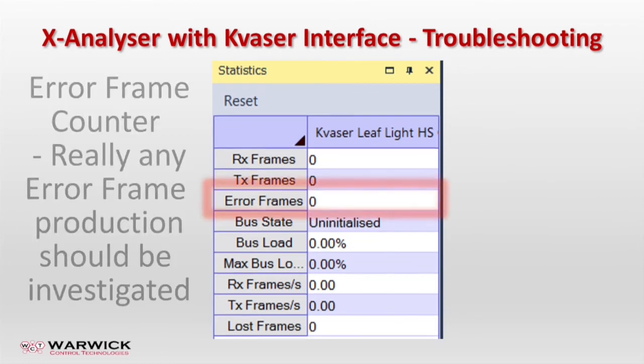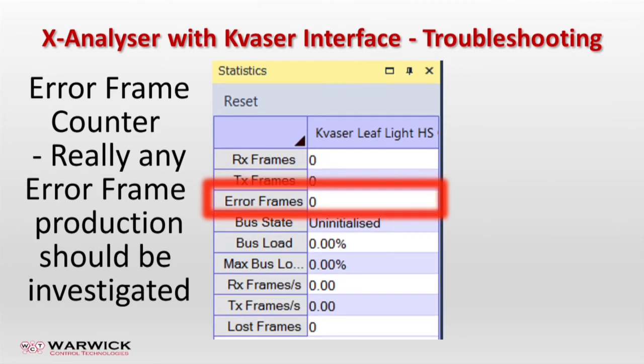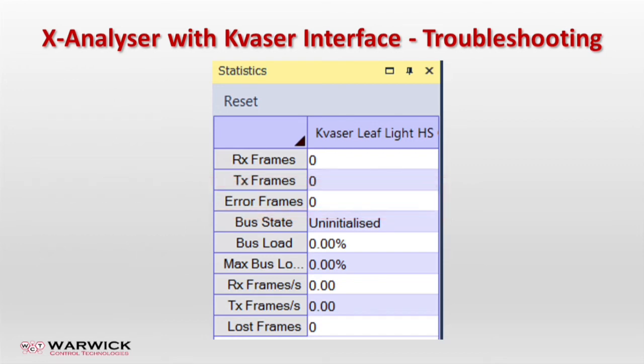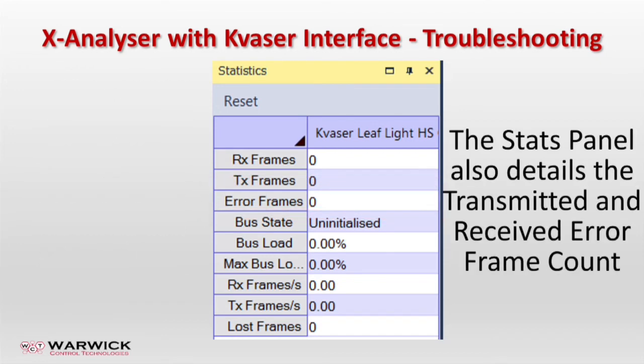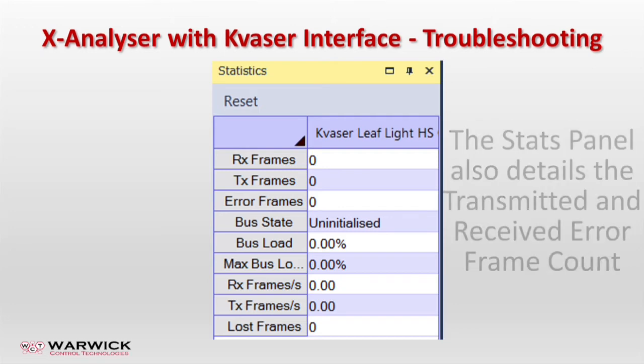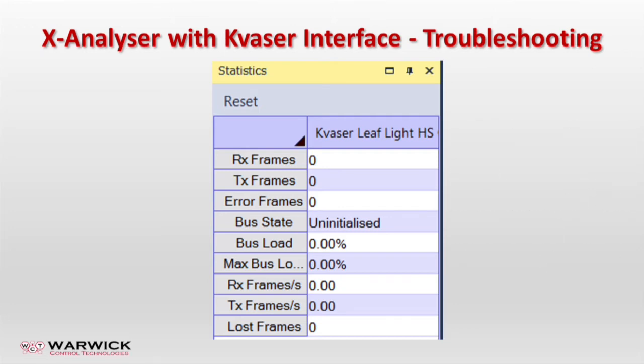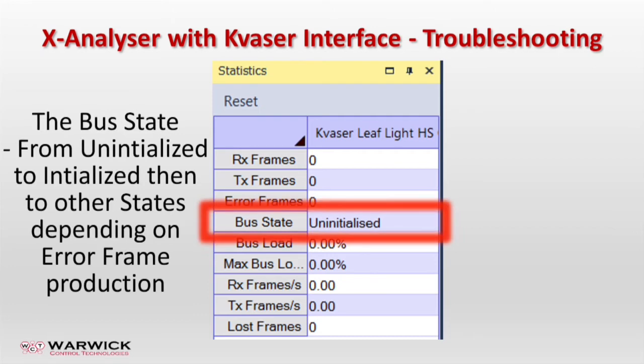Then there's the error frame count. NMEA2000 CAN networks should not constantly be producing CAN error frames. Really, any error frame production on a network should be investigated. This stats panel gives an overall count as well as the transmitted and received error frames. The panel also shows the bus state that changes from uninitialized to initialized and then will change depending on error frame production on the network.